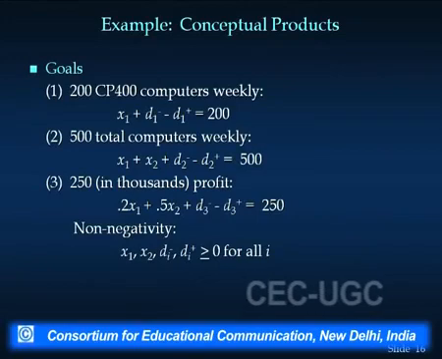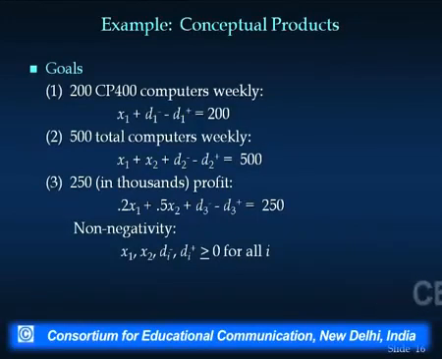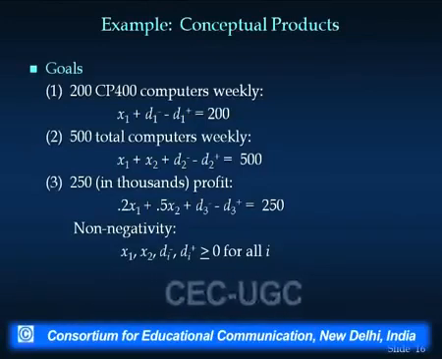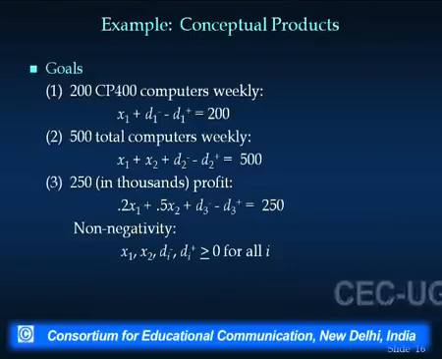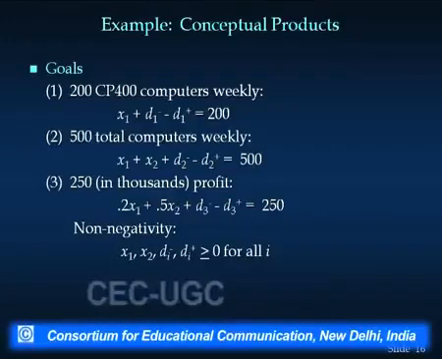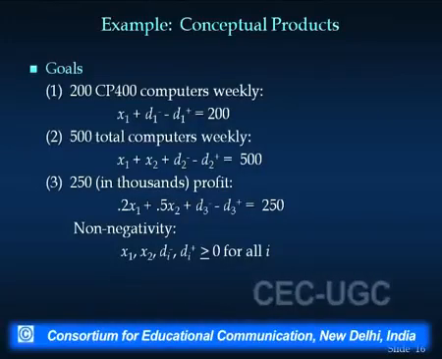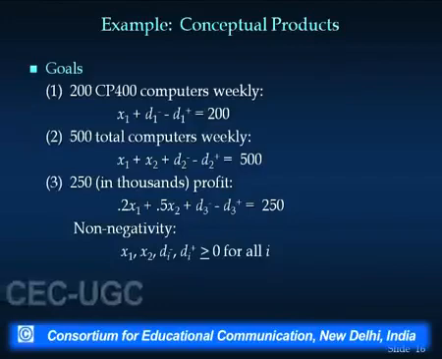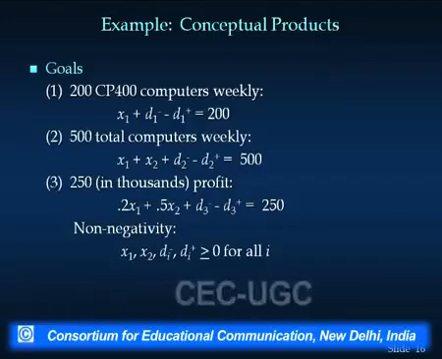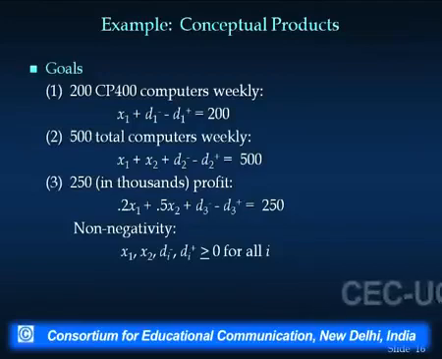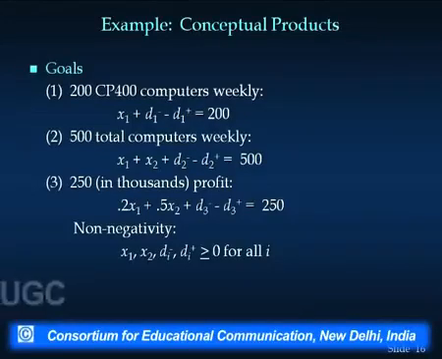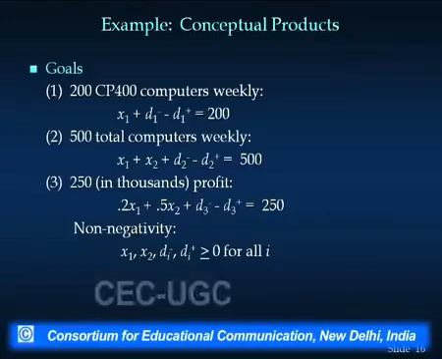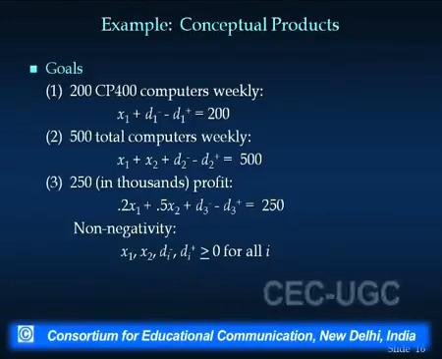And our goals will be stated in the equations. The first goal, 200 CP400 computers for the state weekly production. So how to make the equation? This is a limitation on CP400 computers, x1. So x1 plus d1 minus d1 plus is equal to 200. d1 minus is deficiency in production, d1 plus is excess of production. We have understood this clearly.